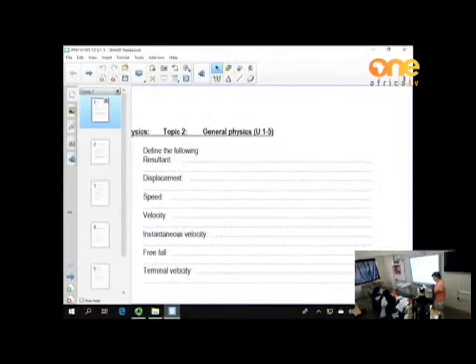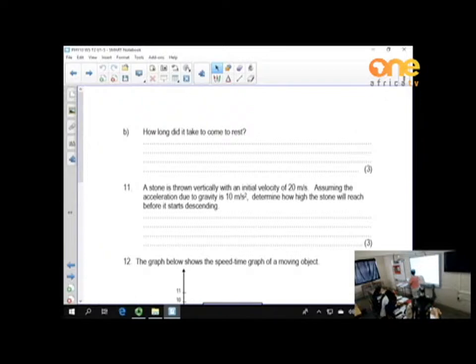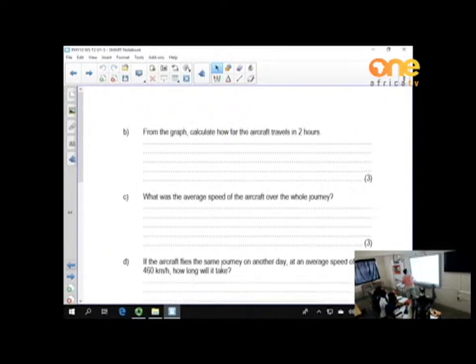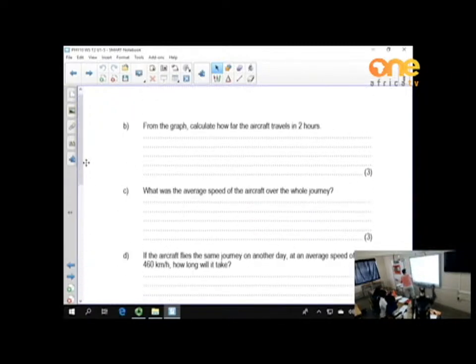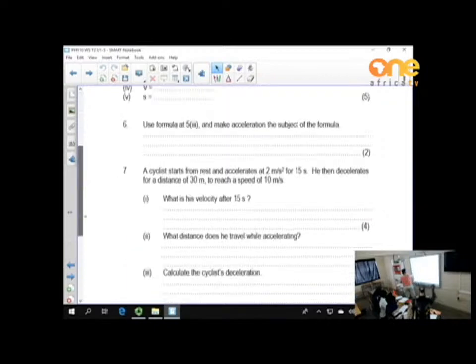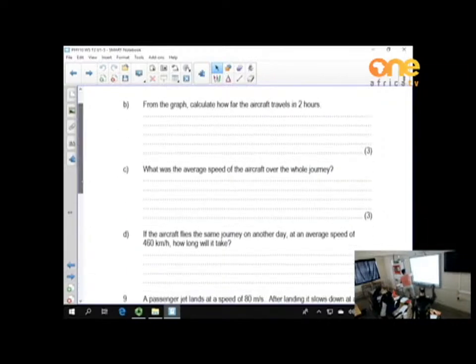Question 8D. Okay, if the aircraft flies the same journey on another day at an average speed, where are we now? Let me just get this 8D. So it's over here somewhere. 10. 8A, okay, B, C, D.